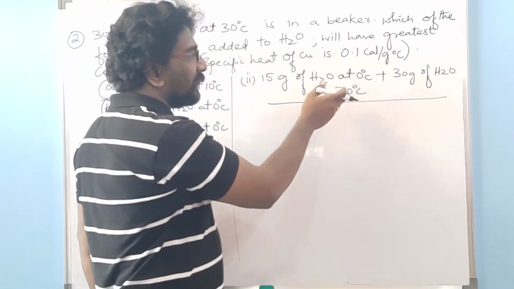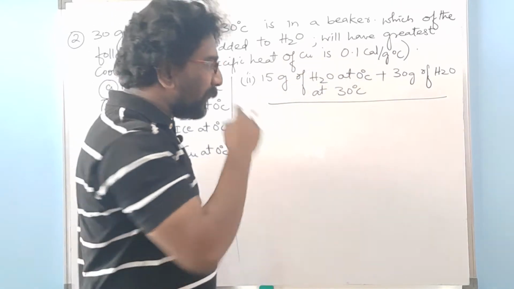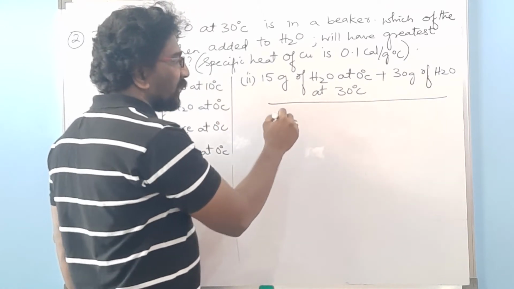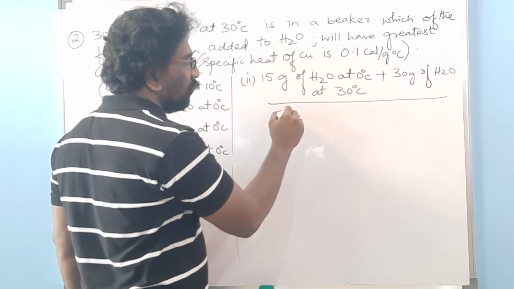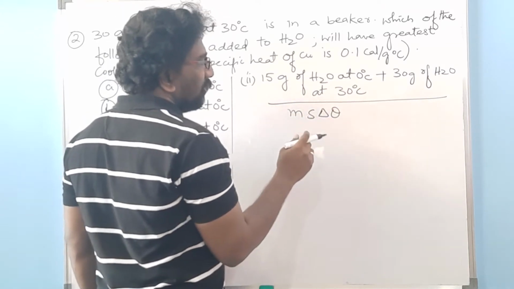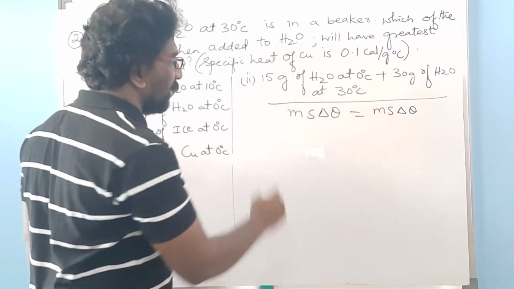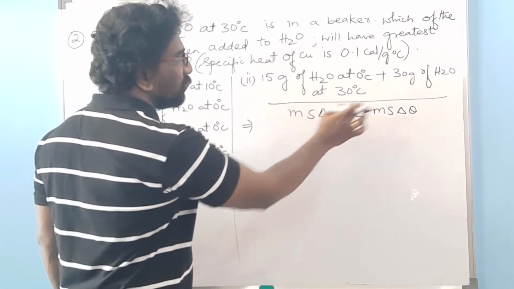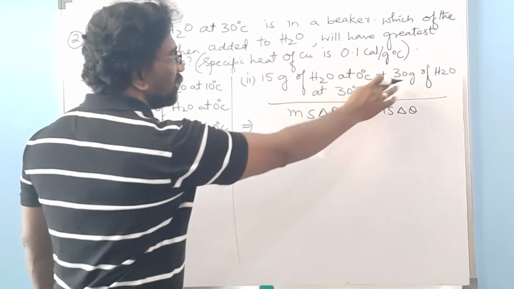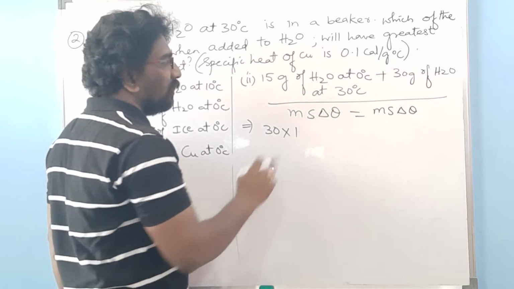Heat is lost by the 30 degrees Celsius water and heat is gained by the 0 degrees Celsius water. So let me write it as heat lost equal to heat gain. Now I'll write down the direct formula: heat lost is equal to m into S delta theta for the heat gain. Heat is lost by 30 grams of water at 30 degrees Celsius. So the mass is 30 into specific heat capacity 1. S is equal to 1 for water.